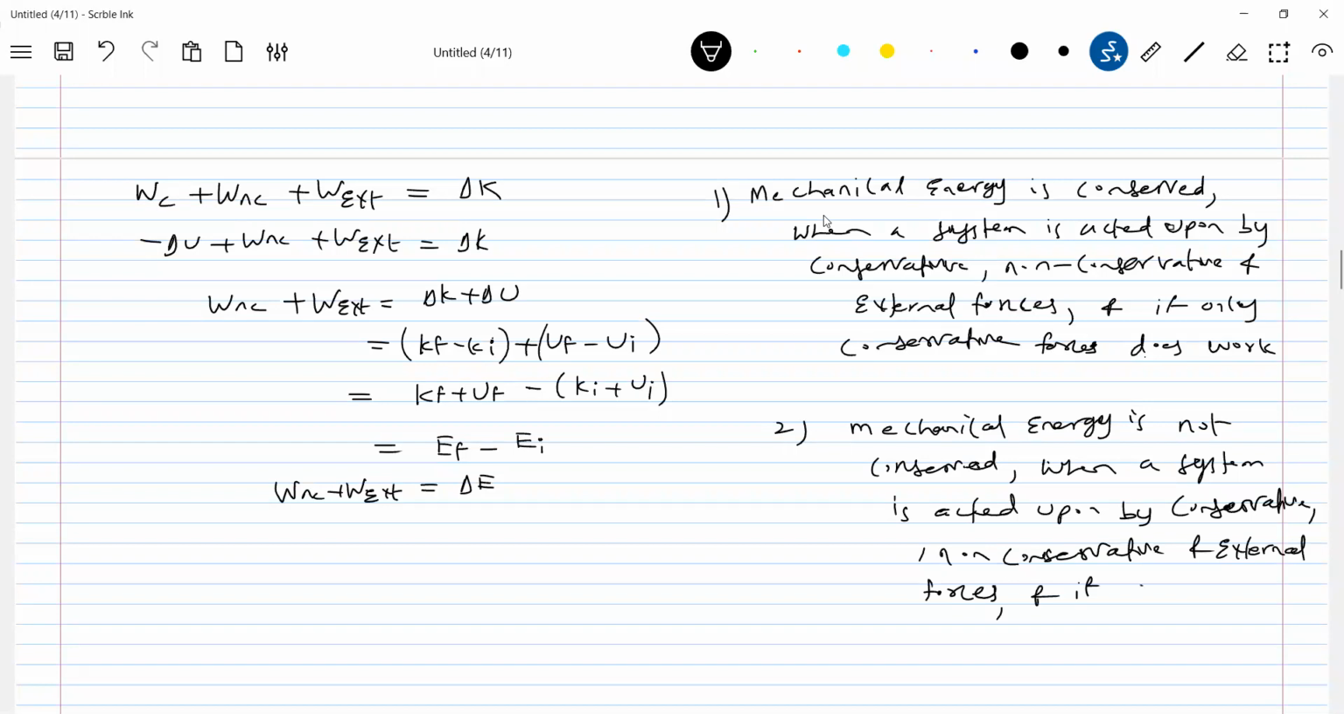and if non-conservative or external forces do work. External forces, you are applying force on an object, when you show, no? There's an external force.